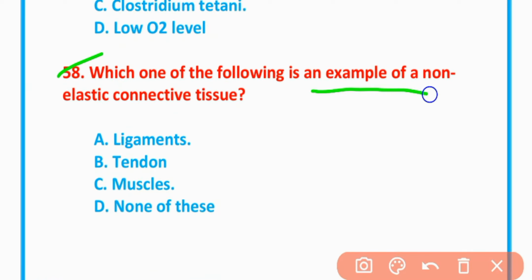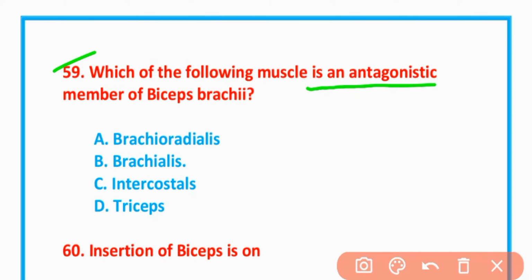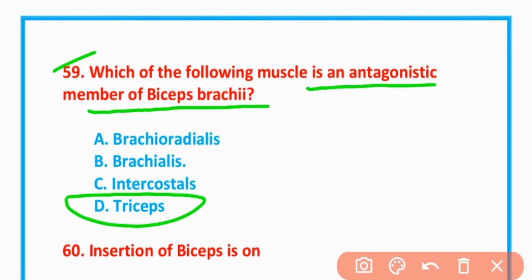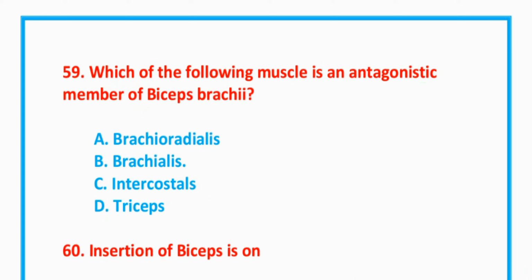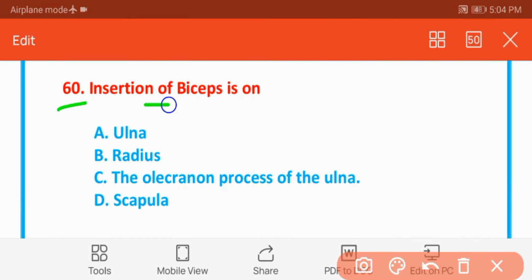Which one of the following is an example of non-elastic connective tissue? Tendon. Option B is correct. Which of the following muscles is an antagonistic member of biceps brachii? Option D. Triceps is correct option. Insertion of biceps is on B. Radius.